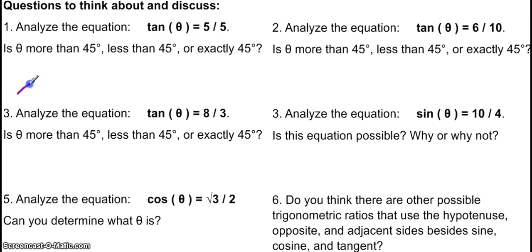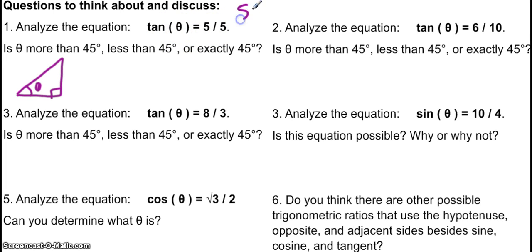To help us see these a little more clearly without just looking at an equation, I strongly suggest you draw out a right triangle and pick an angle to label as theta, such as this one right here, and go ahead and label the sides as the equation instructs you to. So tangent of theta is 5/5.